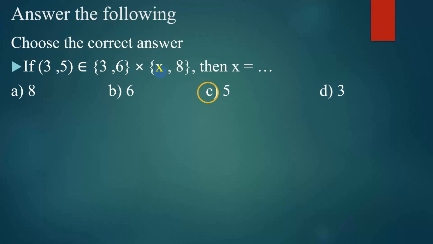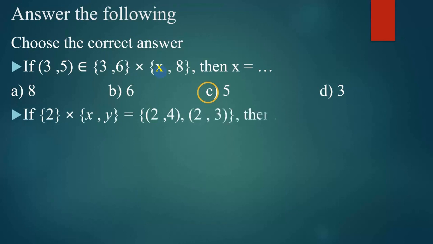So the right answer is C. Pretty simple. If {2} cross {x, y} equals {(2, 4), (2, 3)}, then x minus y equals? The set of x and y is the set of the second projections. That means that the second set is the set of 4 and 3. But which of them is x and which of them is y? We cannot tell.